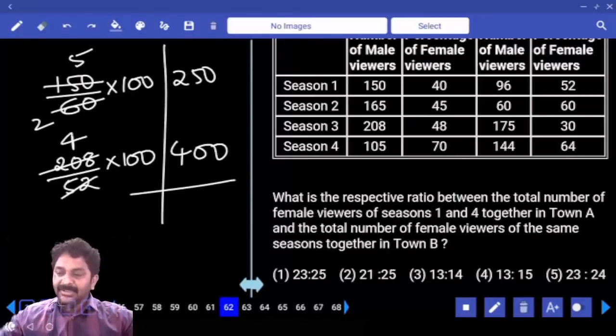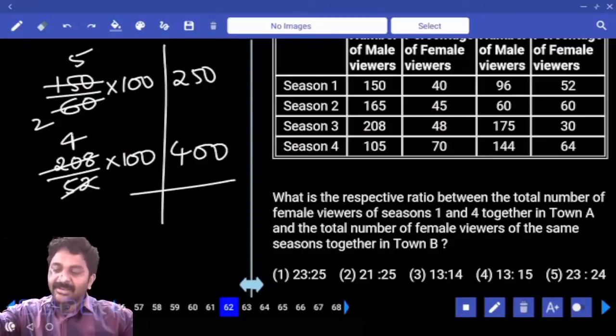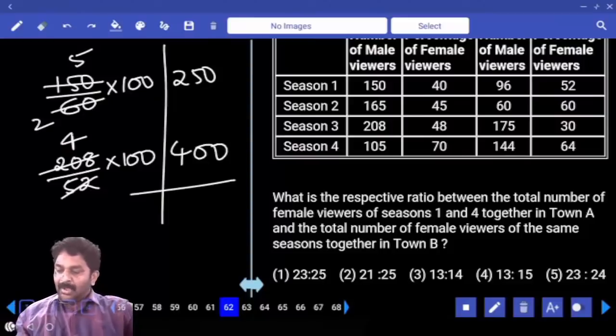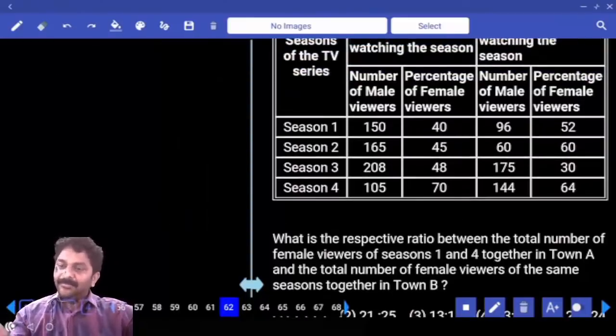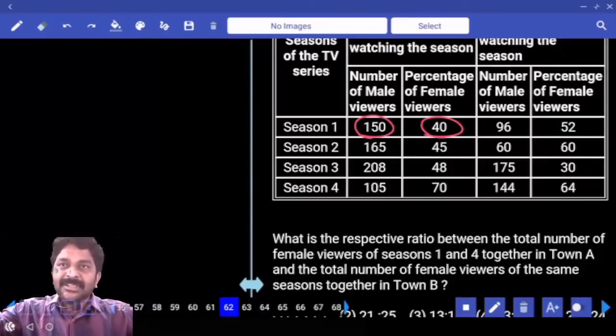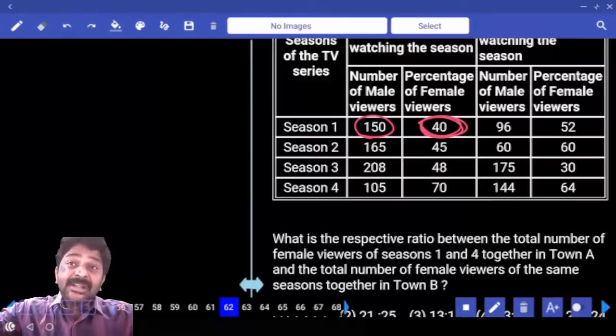What is the respective ratio between the total number of female viewers of season 1 and 4 together in Town A and female viewers of the same seasons together in Town B? Right. So now in season 1, Town A, female are 40%, male are 60% only. Come on. Using 60 you need to get 40%, which is 2/3.